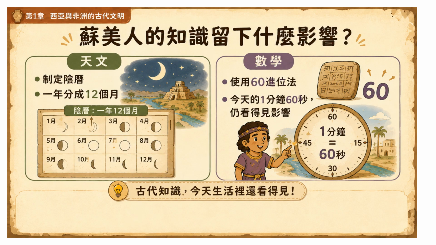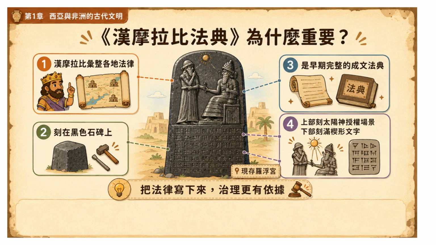Even today, 1 minute has 60 seconds, so we can still see this influence in daily life. Ancient knowledge may be old, but it did not simply stay in the past. The Code of Hammurabi was created to organize laws across different areas.